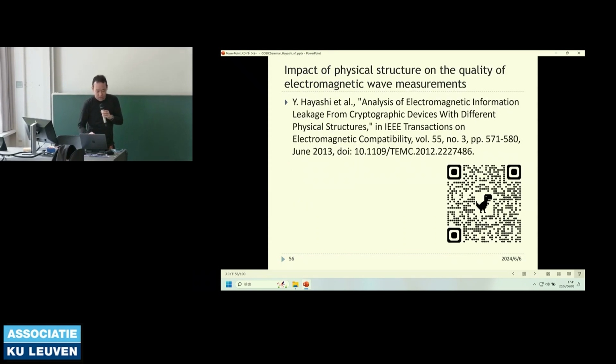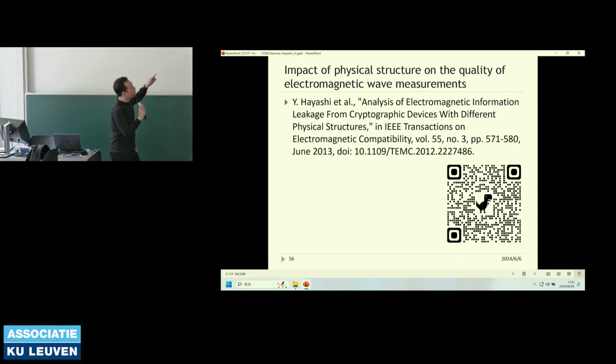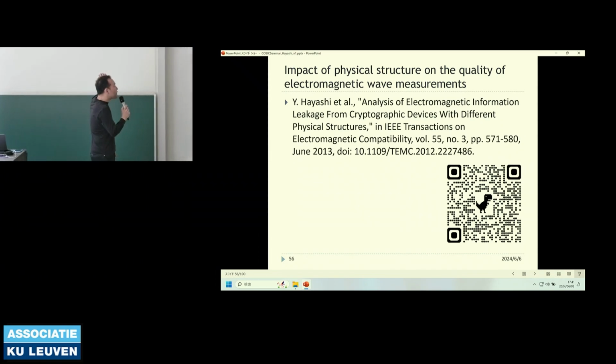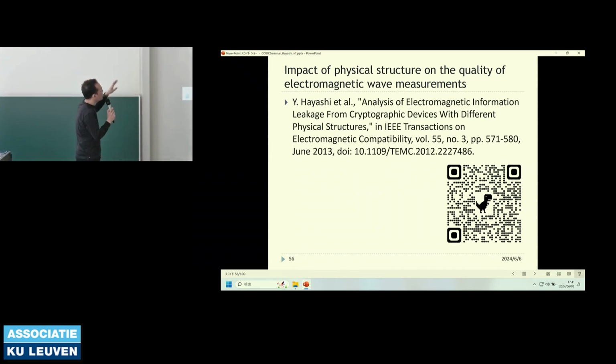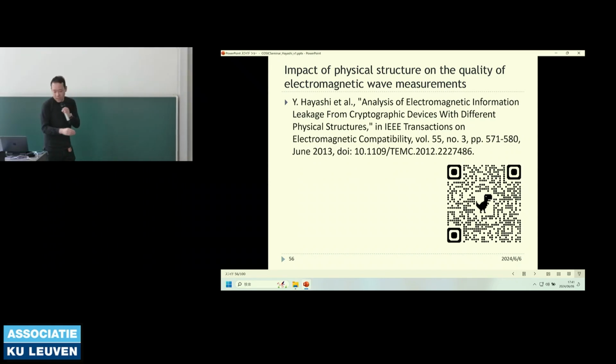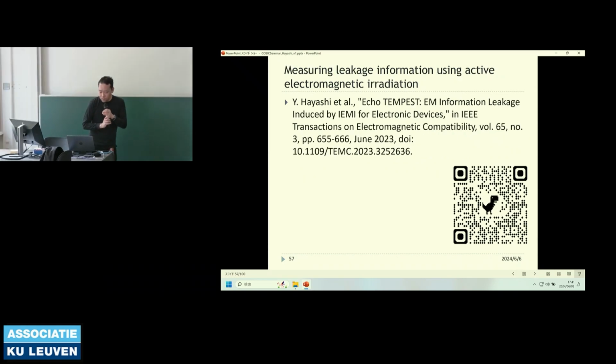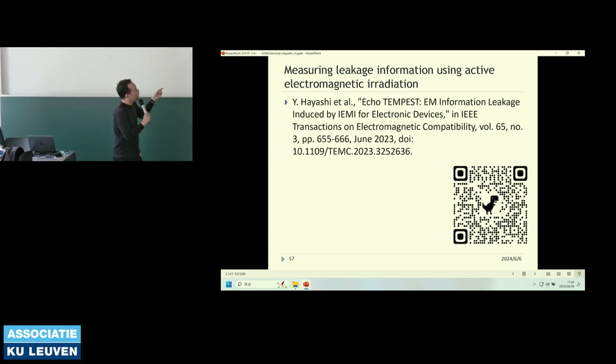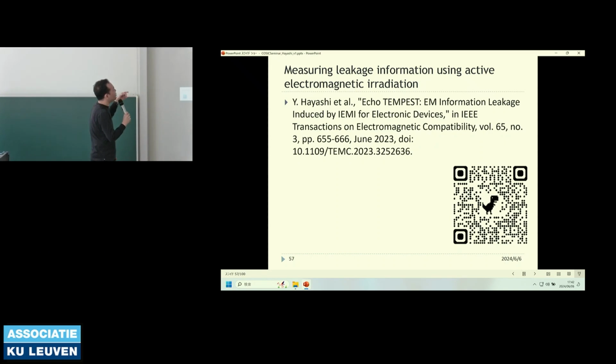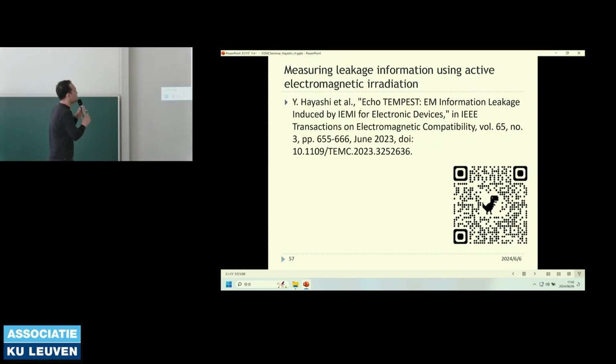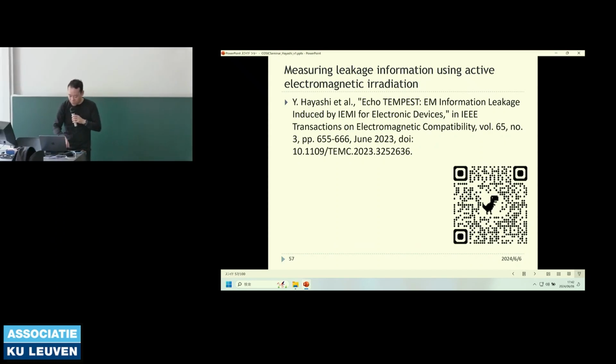If you are interested in today's talk, the topics are already published. This paper is mainly focused on the electromagnetic environment effect on the EM leakage signal. The next one is active EM analysis, which we called Echo Tempest. If you are interested, please check these papers. Thank you very much for your kind attention.